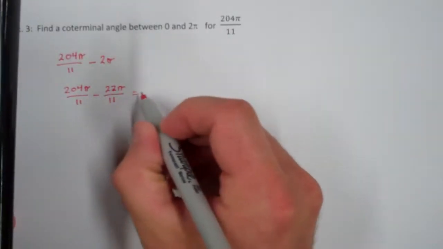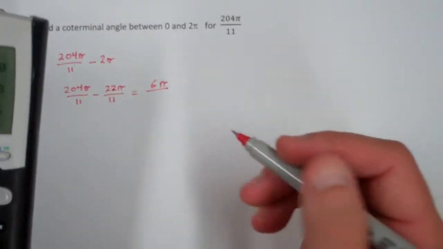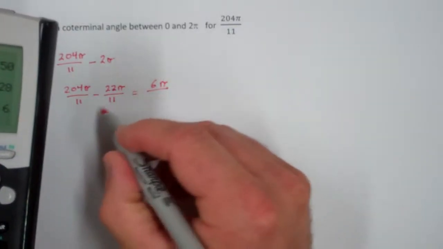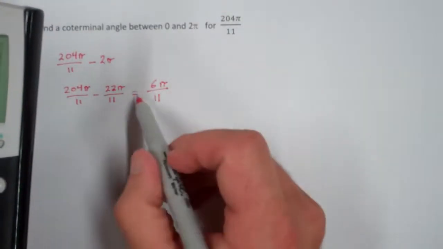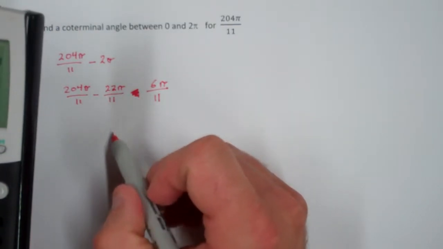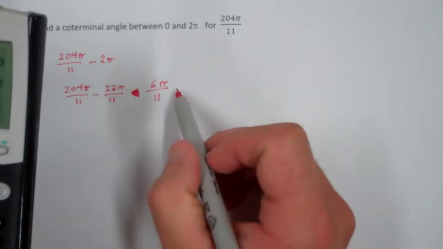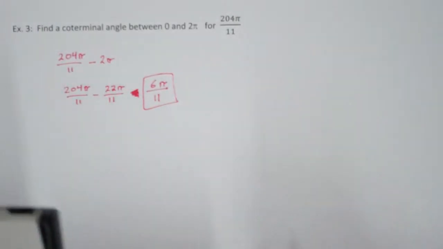Now remember, that's 6 pi. And you could definitely do that in your calculator with pi. I just think it's a little bit easier to do it without. And that's going to be over 11. And I probably shouldn't write an equal sign here. Not a good thing to write, because we kept subtracting 22 pi over 11 from this. And so this gave us an angle of 6 pi over 11.